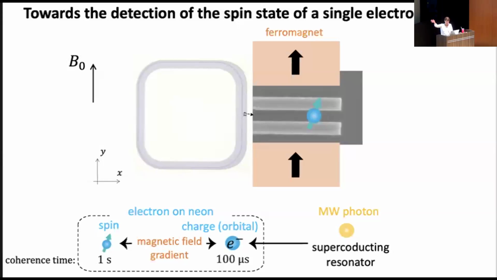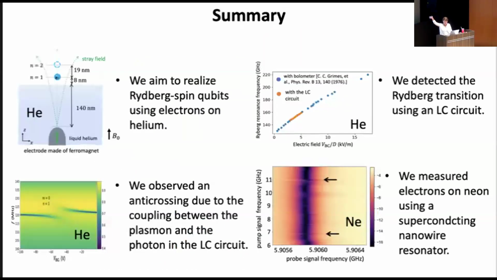Okay, so to detect the spin state, we will place a ferromagnet near the gap between the two ends, with an external magnetic field along the y direction. The ferromagnet becomes magnetized along the same direction, creating a magnetic field gradient that couples the spin state and the charge state. So thanks to this coupling, we can detect the spin state by measuring the microwave photon response in the superconducting resonator. Okay, so this is what we are trying to do, and the summary of my talk.